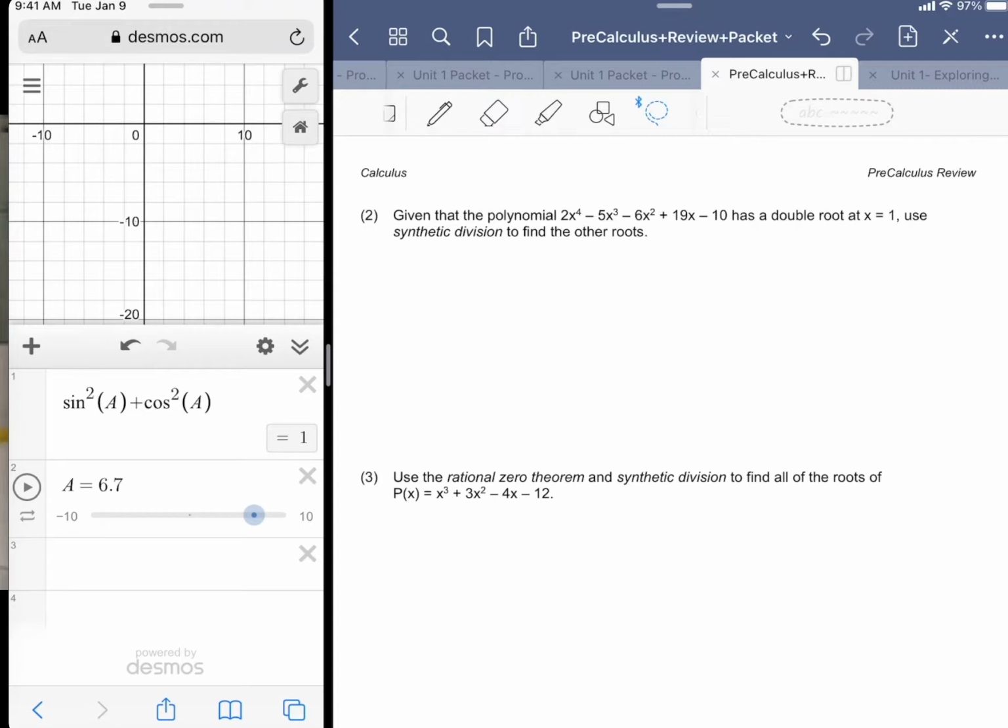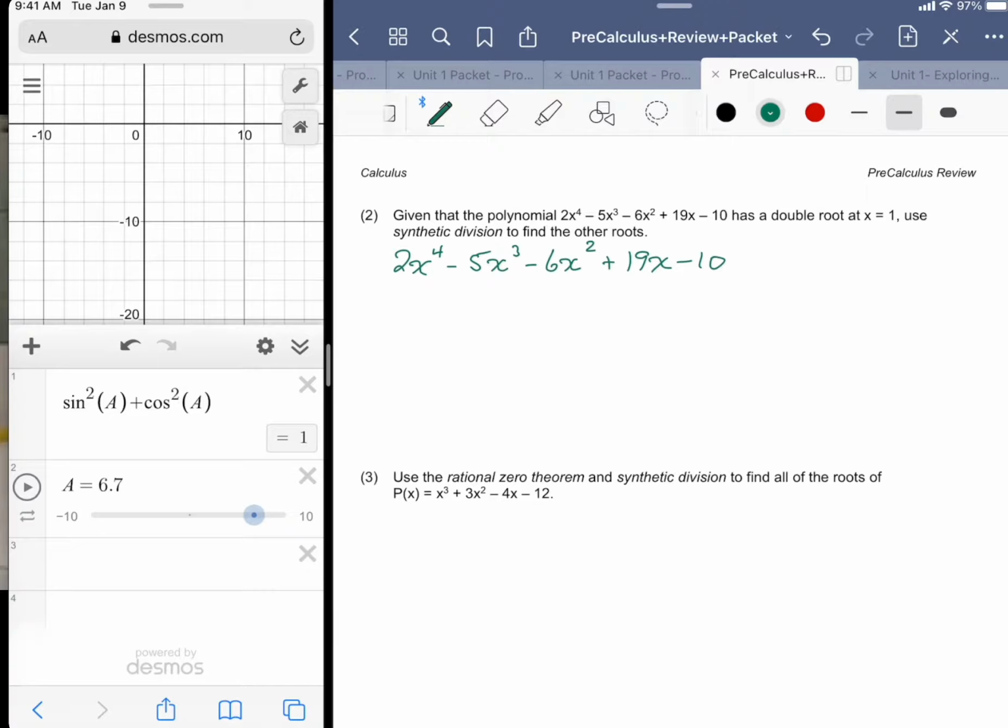Polynomial, you see it has a double root at x equals 1. Use synthetic division to find the other root. So with synthetic division, we take the polynomial. So we have 2x to the fourth minus 5x to the third minus 6x squared plus 19x minus 10.